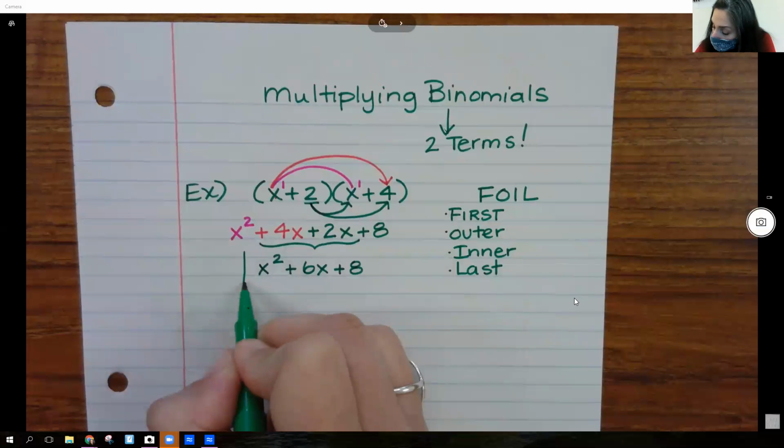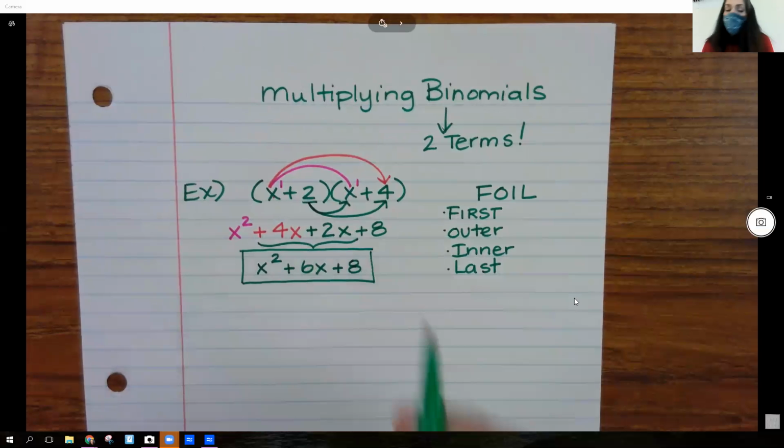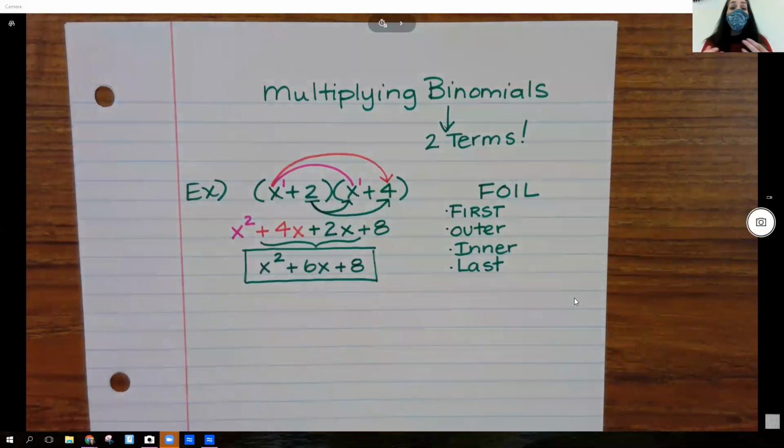And your answer is going to be this big, long polynomial. This is called a polynomial because it has more than 2 terms. Poly means many. So you have many terms, okay? All right, and that's the gist of it, to be honest.